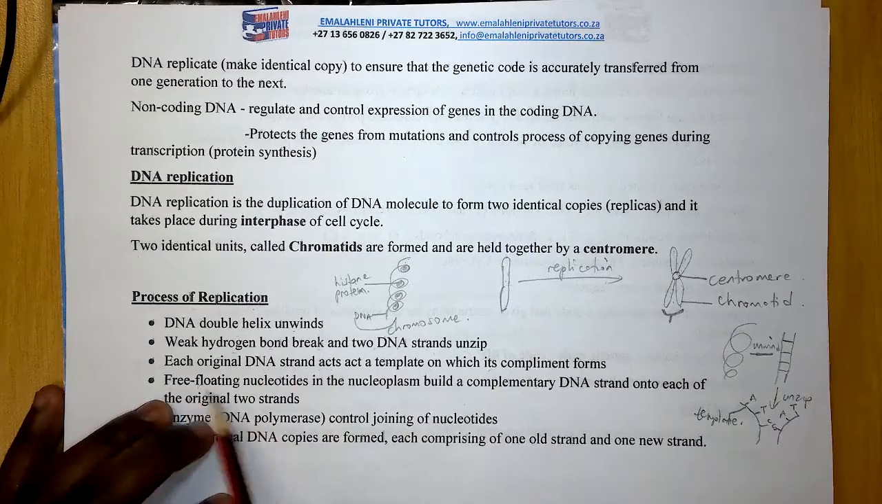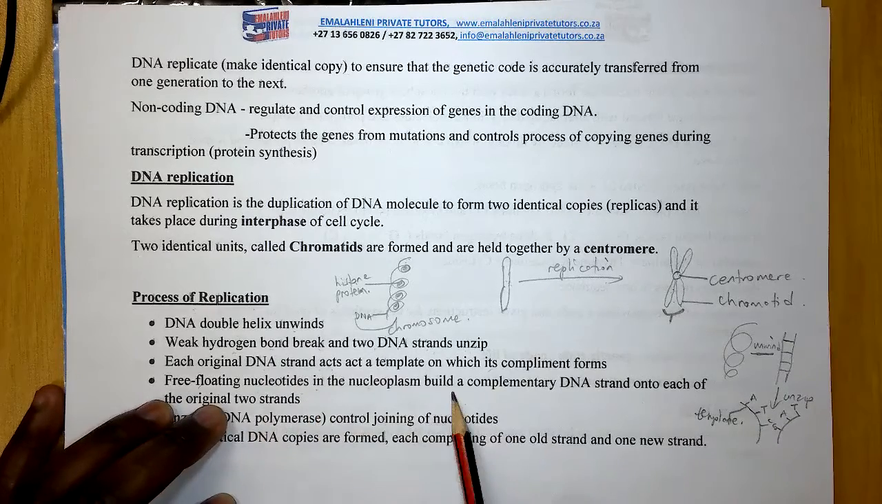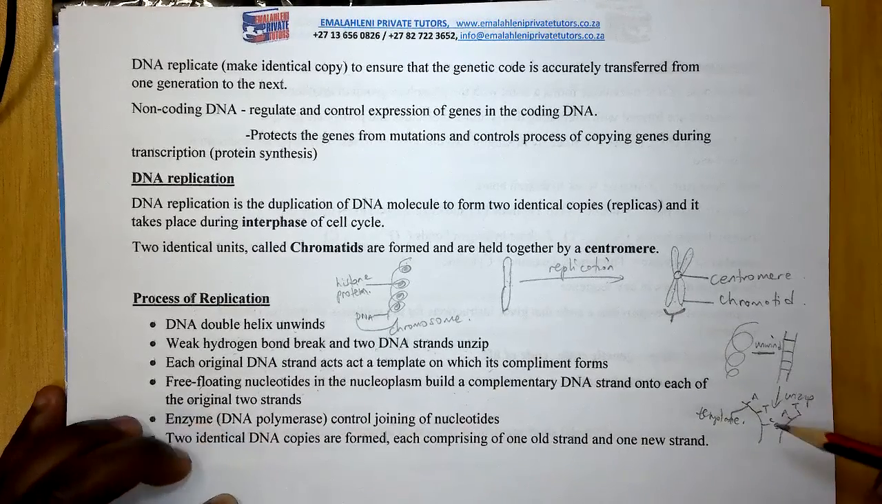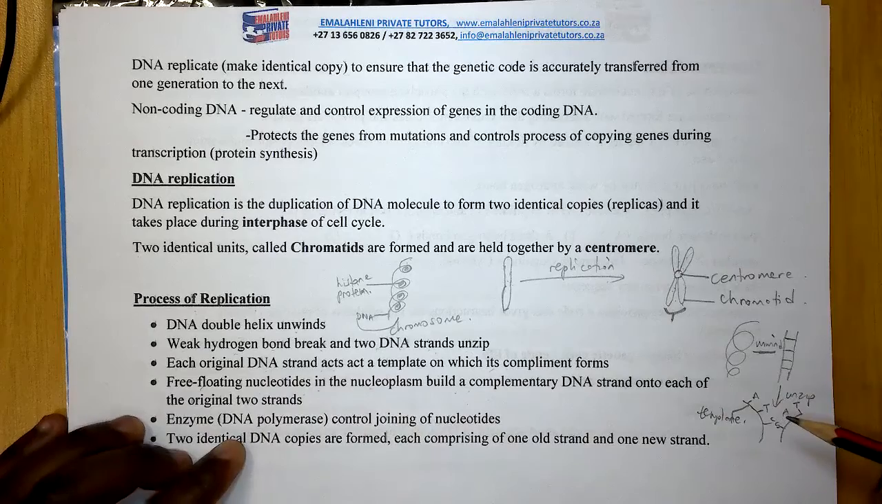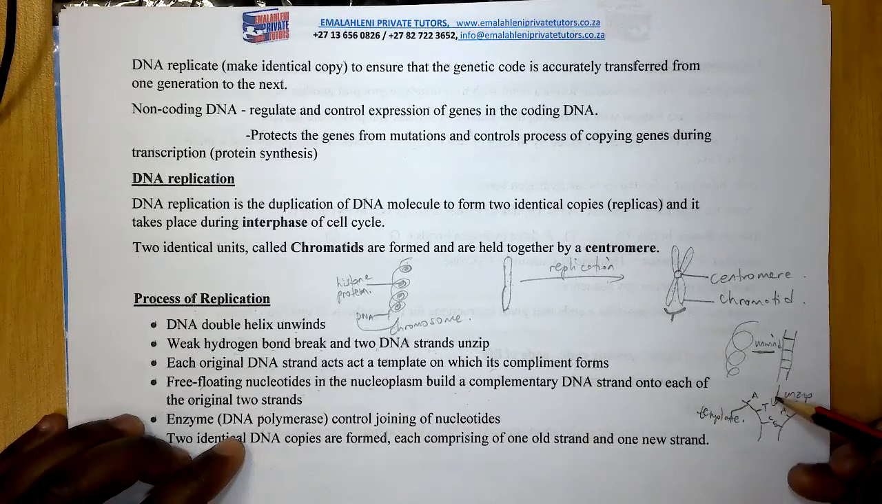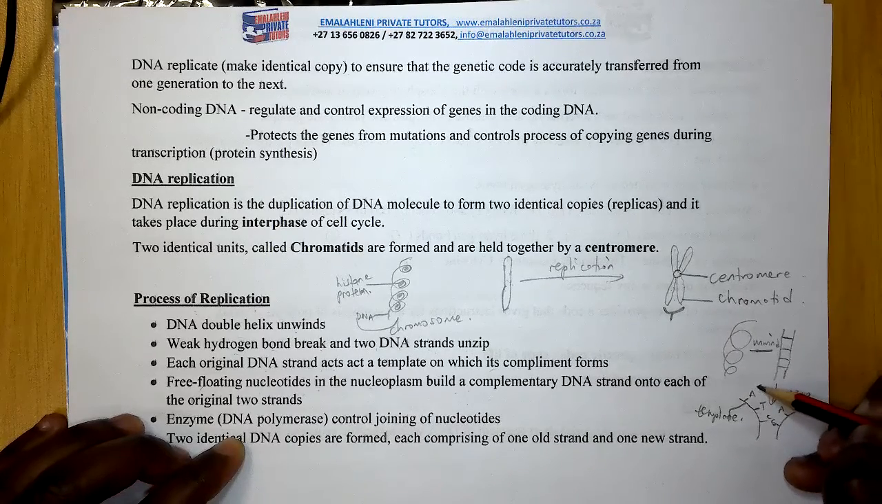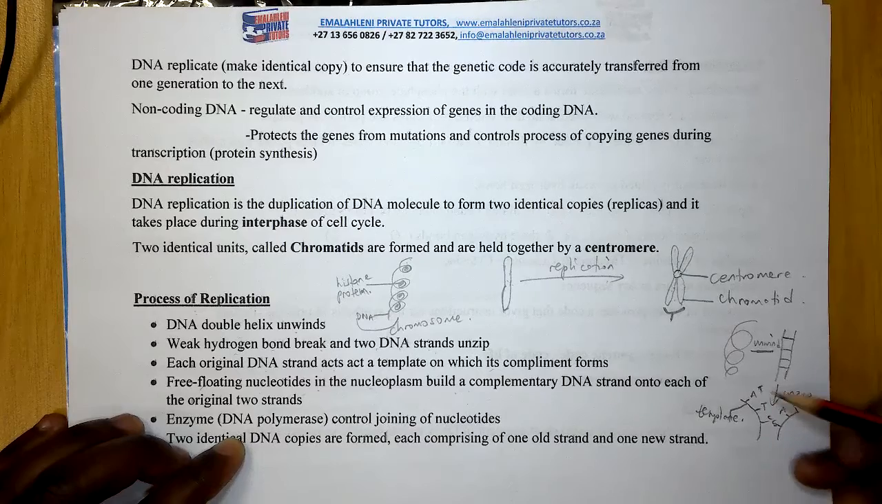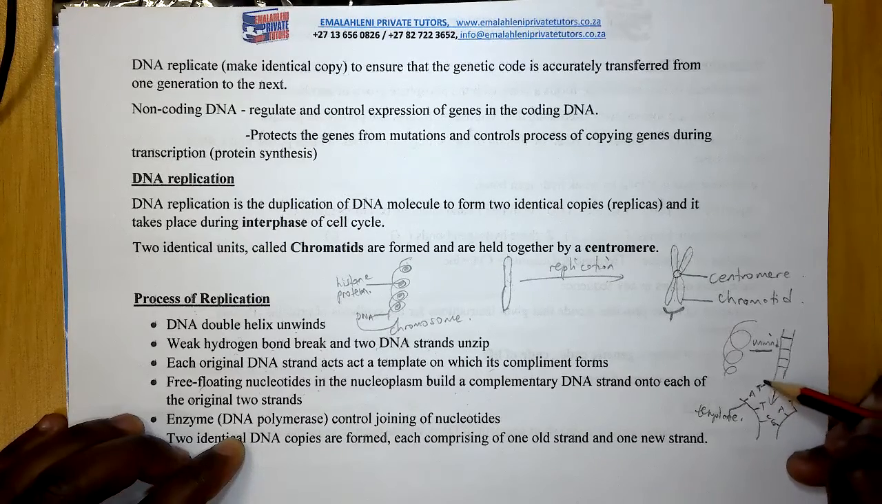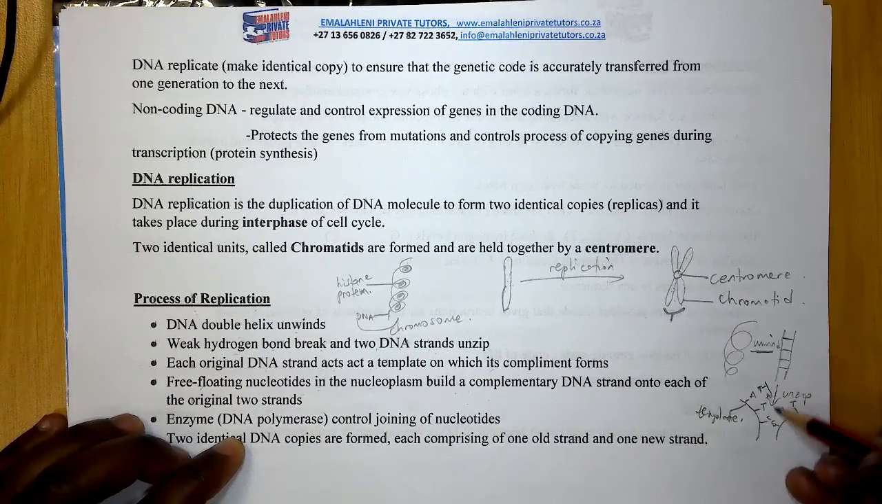Then free floating nucleotides in the nucleoplasm build a complementary DNA strand onto each original two strands. So we are saying the free floating DNA nucleotides will come here. For example, here we have our T coming here, connecting here, and we have A coming here, connecting here, and these two will connect together. Then it forms another, new strand.